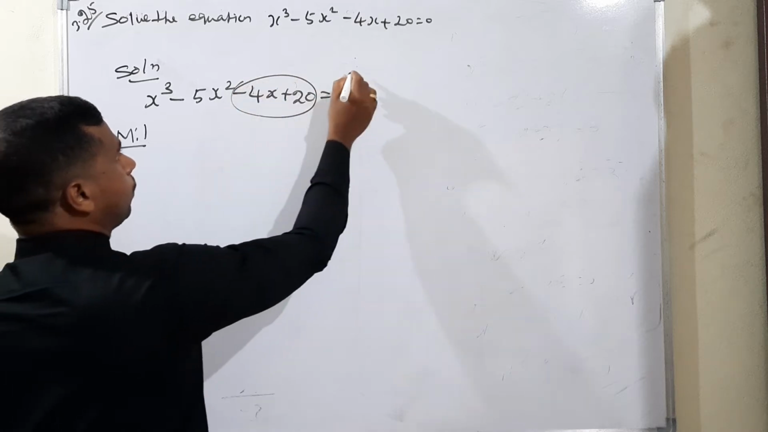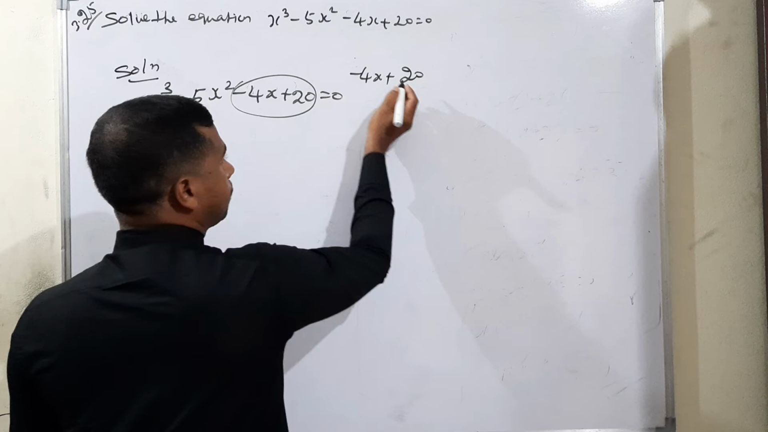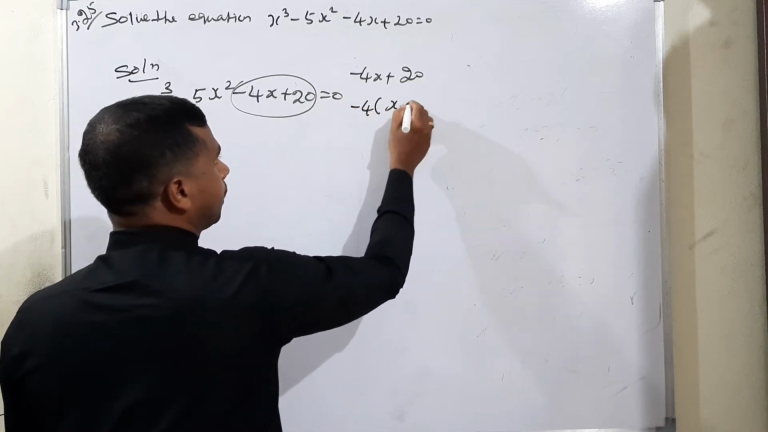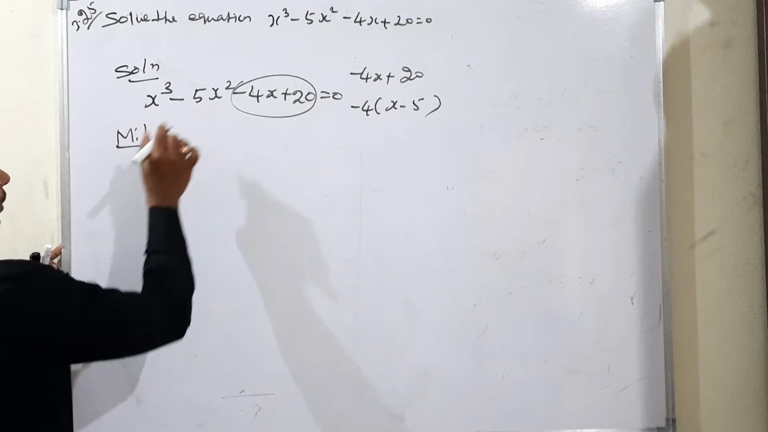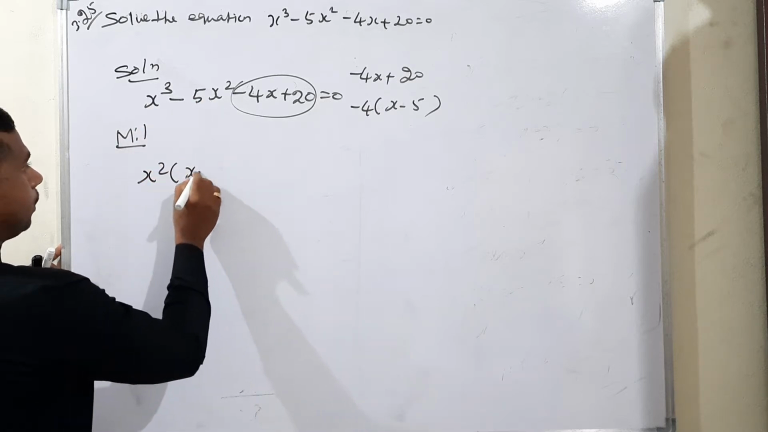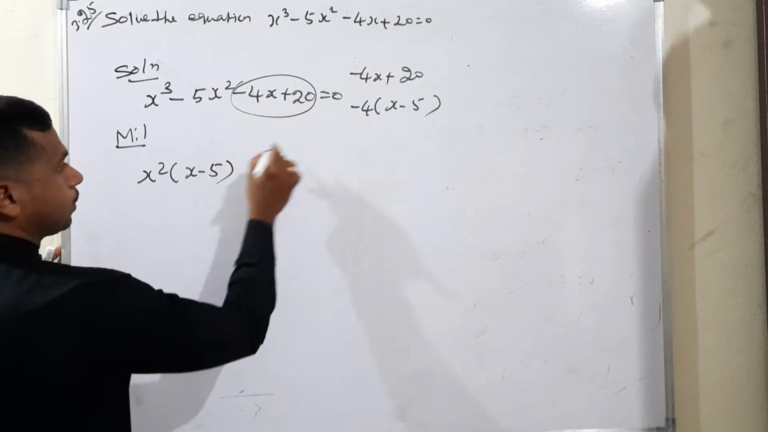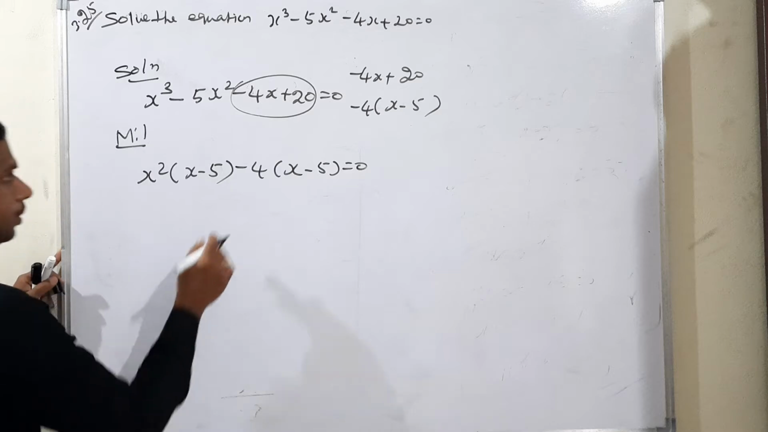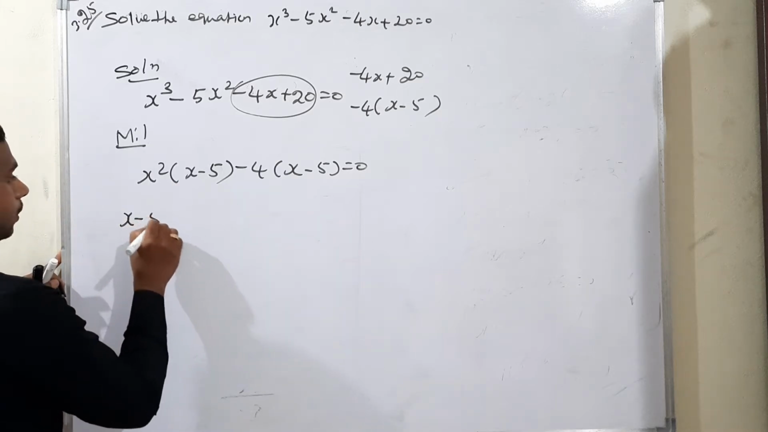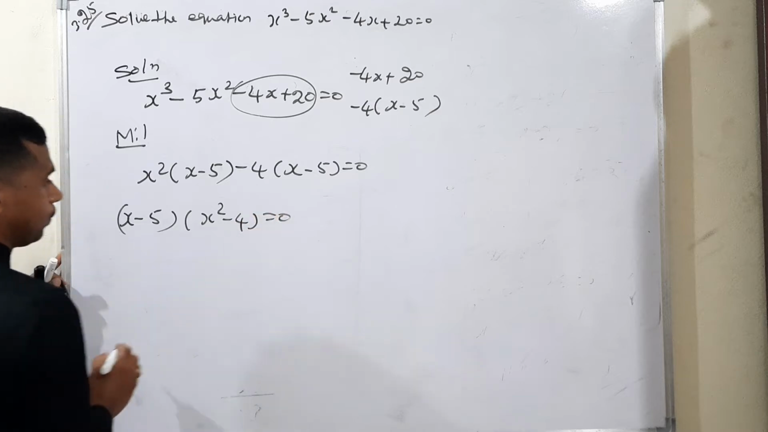Minus 4x plus 20 means we take minus 4 common outside, so we can write x minus 5. Here x cube and x square, so x square common outside means x minus 5. Then minus 4x plus 20 means minus 4 common outside means x minus 5, is equal to 0. Now the common factor is x minus 5, then the remaining is x square minus 4.